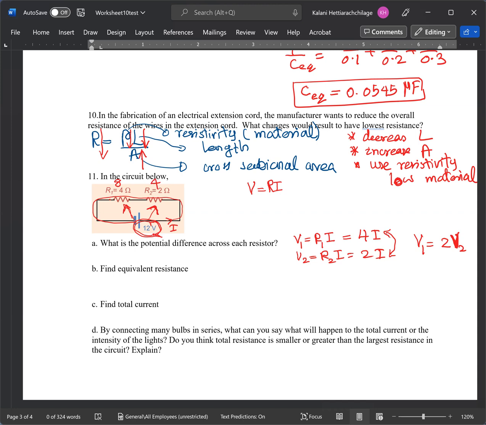Why is that? The reason is I already realized that the voltage of the first resistor is double the voltage of the second resistor. That means the only possibility that 12 can distribute is 8 and 4. That's the one way that you can think. So now let's write it in here. V1 equals 8 volts. V2 equals 4 volts.